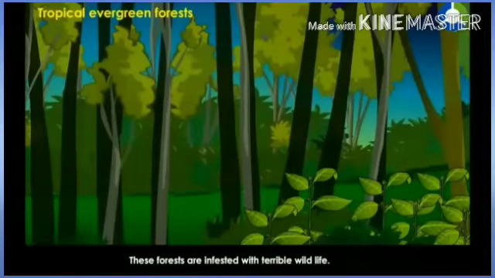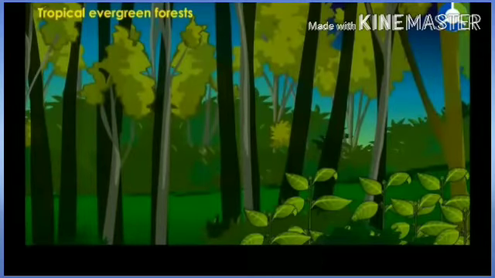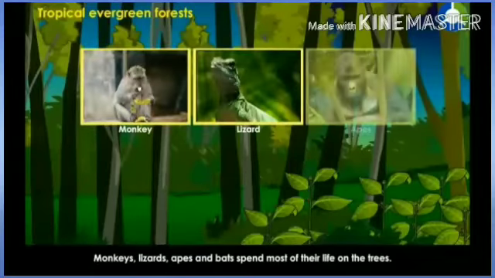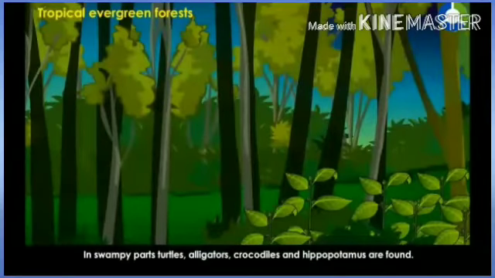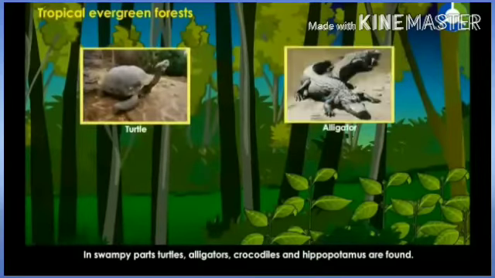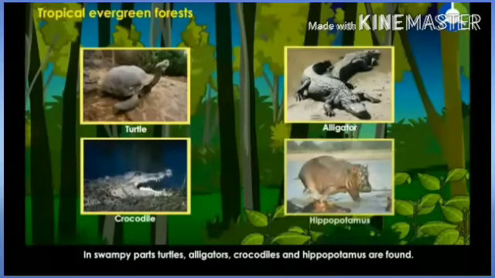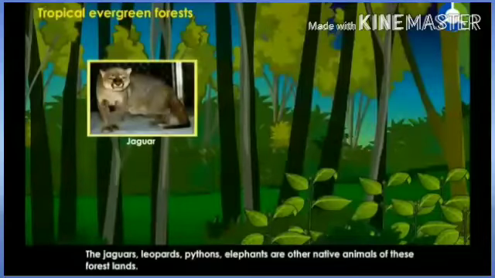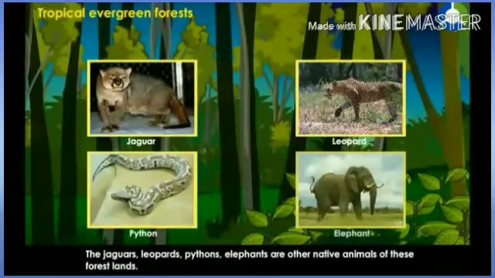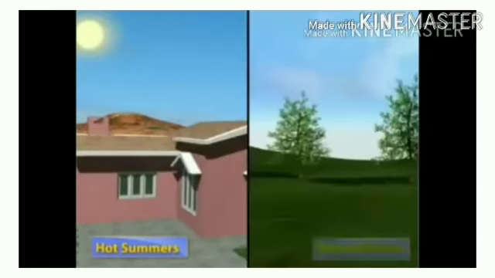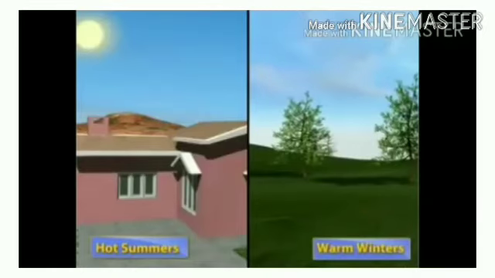These forests are infested with terrible wildlife. Monkeys, lizards, apes, and bats spend most of their life on the trees. In swampy parts, turtles, alligators, crocodiles, and hippopotamus are found. The jaguars, leopards, pythons, and elephants are other native animals of these forest lands. The summers are extremely hot and winters are warm.